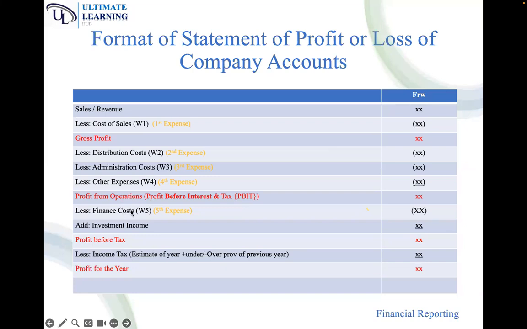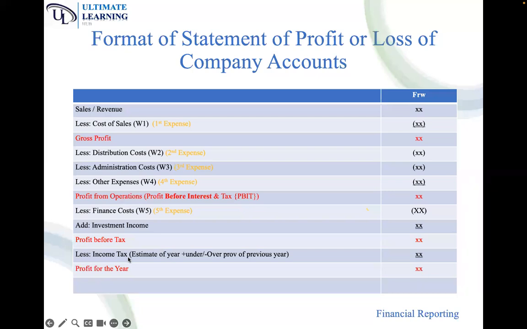So profit from operations less finance costs, you add any investment income if you have it, to give you profit before tax, and then you less tax. Now all the calculations we were doing, income tax that goes to the income statement as an expense, you come and deduct it here. And remember, when you are deducting it at this point, you account for estimate for the year plus underestimation of the previous year or minus overestimation of the previous year to give you the amount of current tax. And then current tax, you add increase in deferred tax or decrease in deferred tax. If it's an increase in deferred tax, you add it. If it's a decrease in deferred tax, you deduct it to give you the amount of tax that you will account for in the income statement.